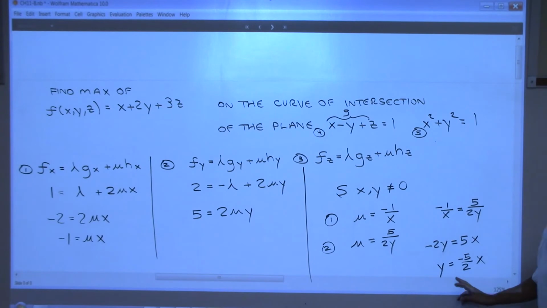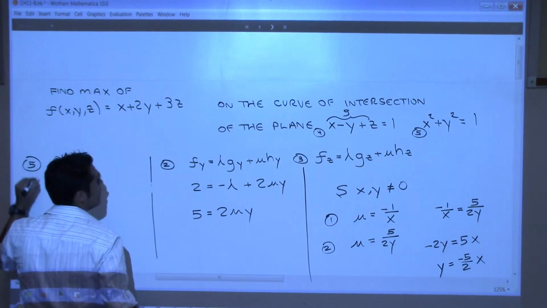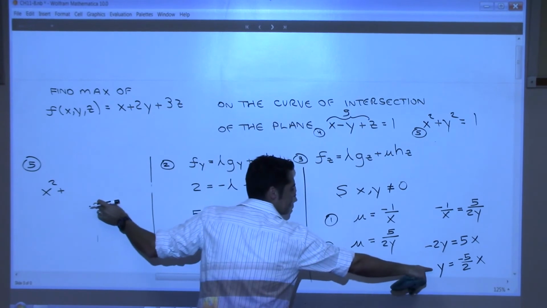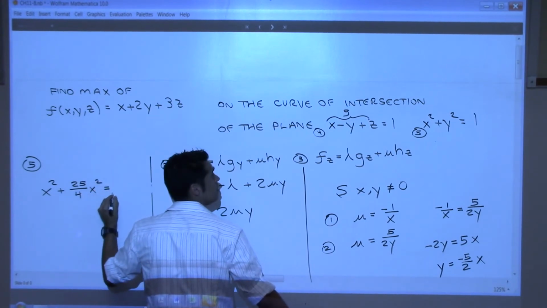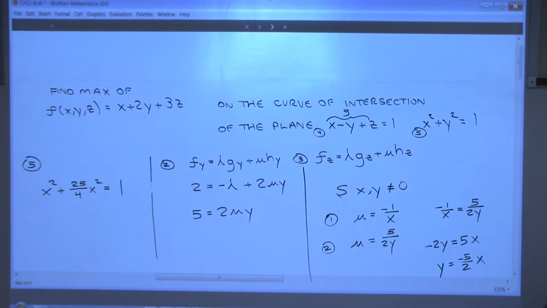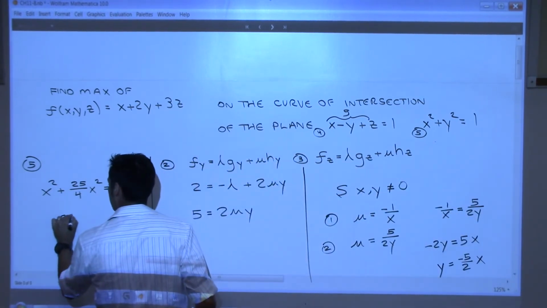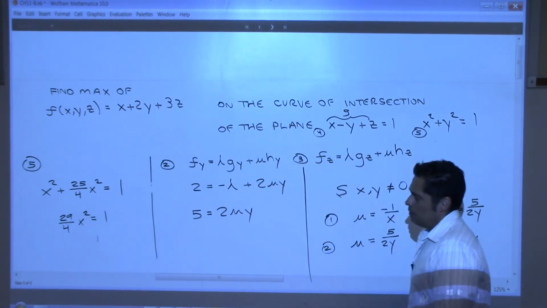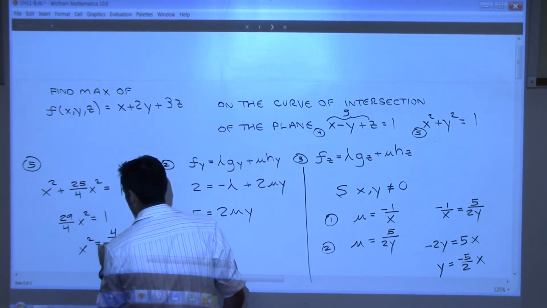All right, so I'm going to go to equation 5, continuing here. In equation 5, I can rewrite that as x squared plus what's y squared for us if y is this? 25 fourths x squared must equal 1. So what is that? 29 fourths x squared is 1. X squared is 4 29ths.